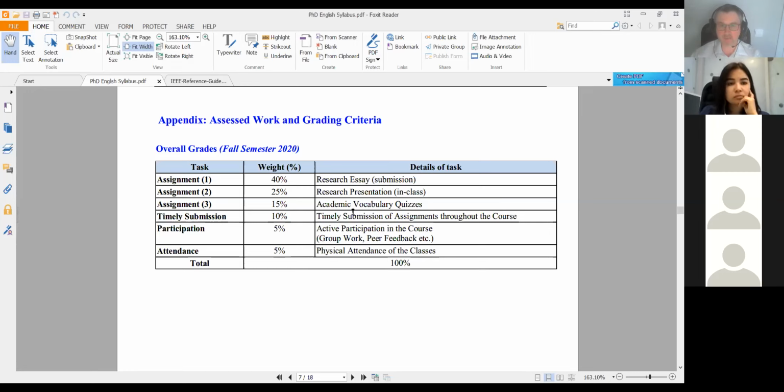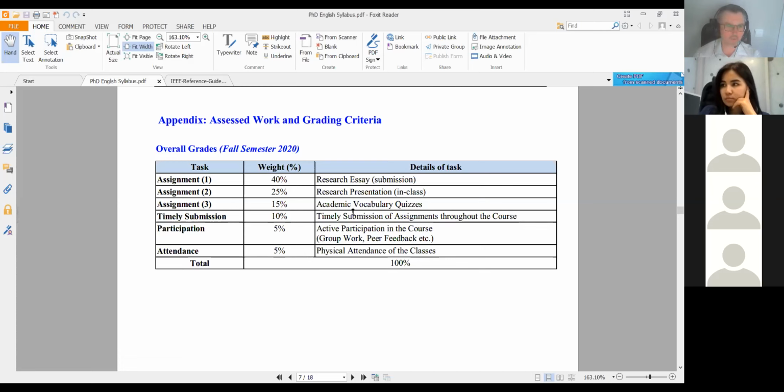Now, the second biggest part of your grade is going to come from your research presentation. The research presentation is basically going to simulate the conference procedure.